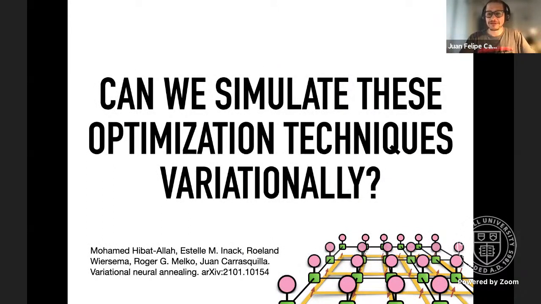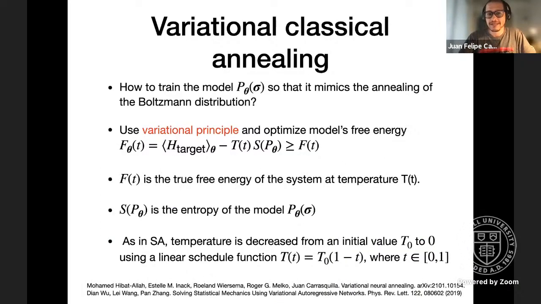But then we ask the question: can we simulate these techniques, simulated annealing and simulated quantum annealing, but variationally? That's the question we asked, and we found that this is a good idea. What we do is we use the variational principle. For simulated annealing, we introduce a model, P theta. In our case, it's going to be a recurrent neural net, because we want to use the fact that this model can be sampled exactly. And we use the variational principle to optimize the free energy, in the case of simulated annealing.